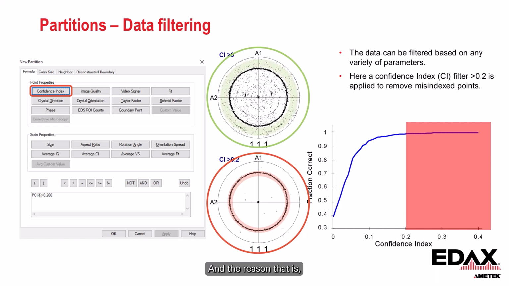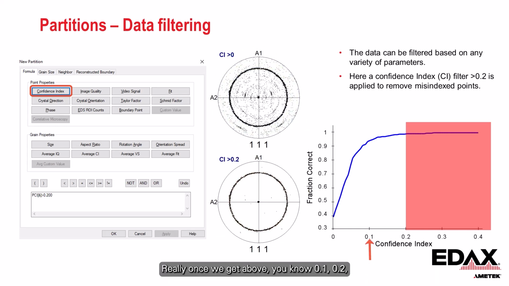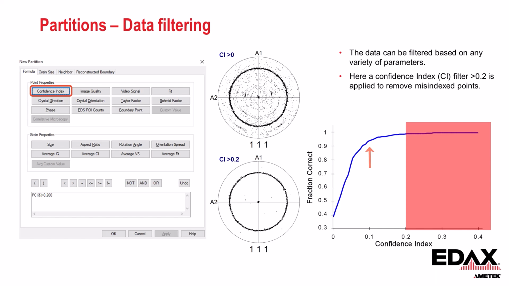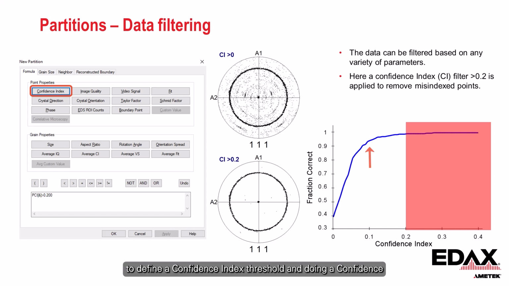And the reason that is, if we look at the distribution of points of confidence index versus fraction correct, really once we get above, say 0.1, 0.2, generally this solution is going to be correct. So by filtering this out, we're removing the noise that can be captured during data collection due to overlapping grain boundaries or poor pattern quality or something. So using a partition to define a confidence index threshold and doing a confidence index standardization is a commonly used tool in OIM analysis. And there's a video that will explain that shortly.